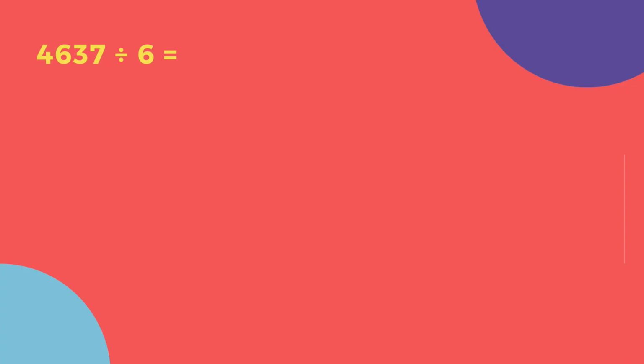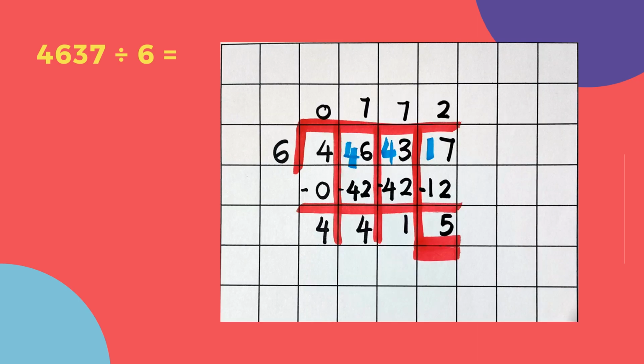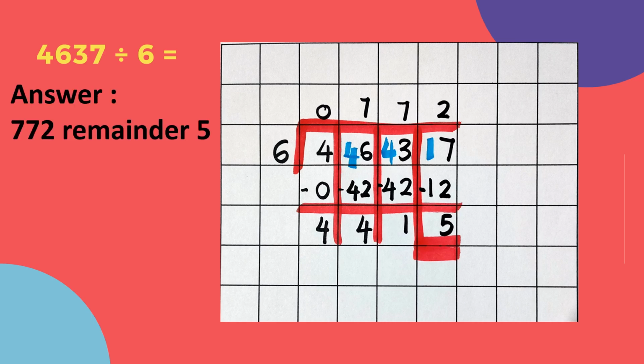Now, it's your turn to solve this question by using the fence method. Make sure you pause this video while you are solving it. Let's check your answer. Did you get the same answer as mine? Your answer should be 772, remainder 5. Congratulations if you get the correct answer, but if not, make sure you try again until you succeed.